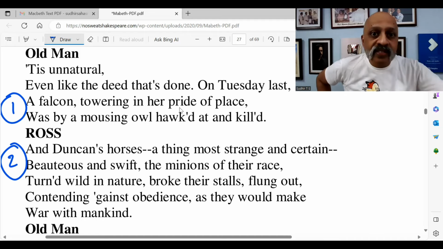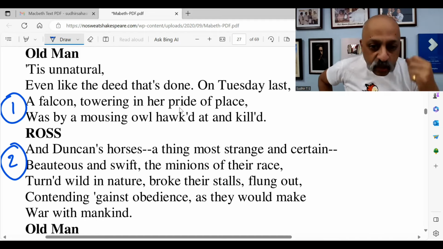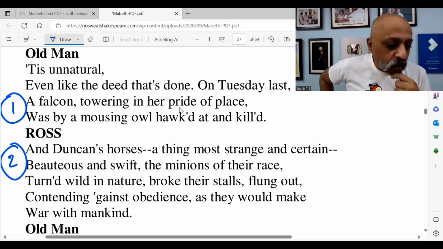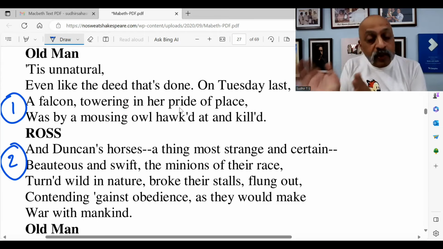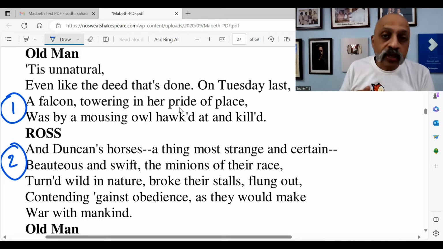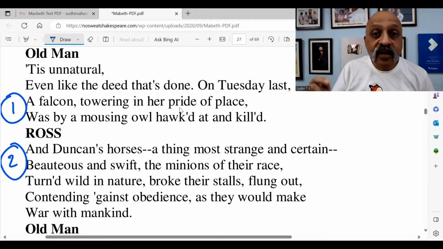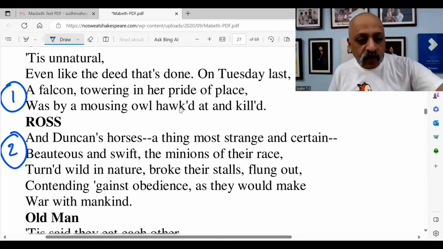Wo apne tabele se todkar bahar nikle. They kicked wildly, turned wild in nature, broke their stalls, flung out. They refused to be obedient. Contending against obedience, matlab obedience ke khilaaf. They refused to be obedient. And shant hone se unhone mana kiya. They were acting as if they were at war with mankind. As though wo puri manavta ke saath ek tarah se yudh kar rahe the. That's how the horses of Duncan were behaving.